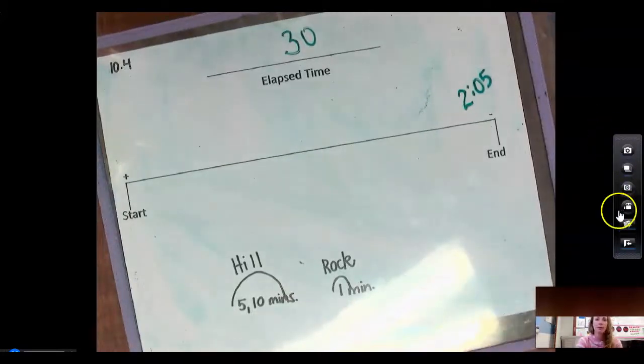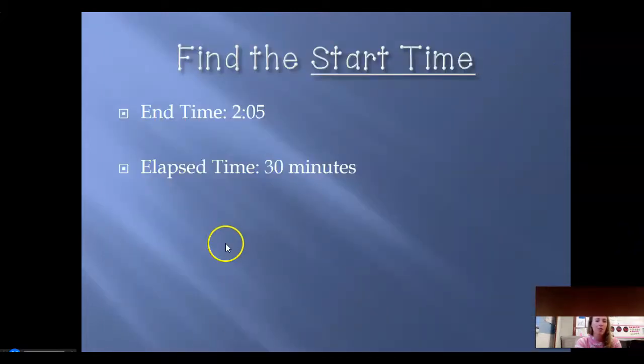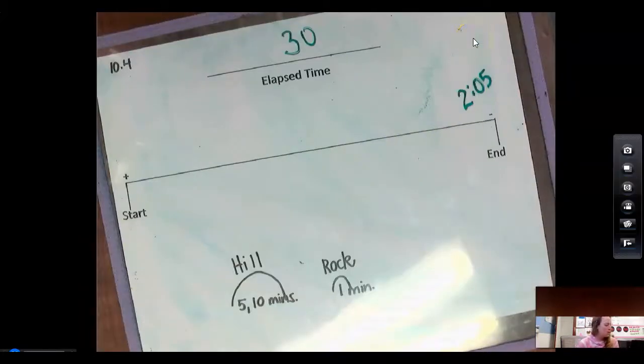Okay, let me double check that and make sure that we are finding a start time there. All right, kiddos. So we are starting at 2:05.